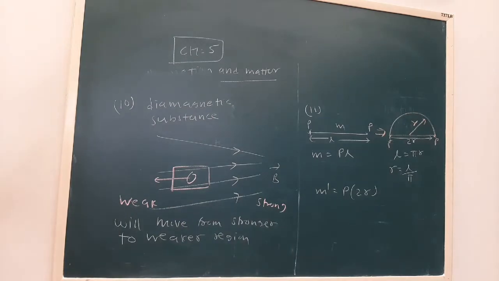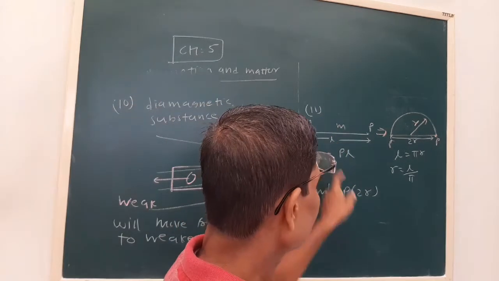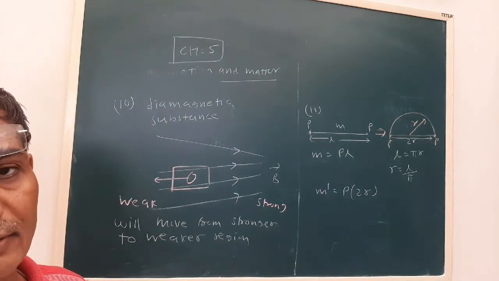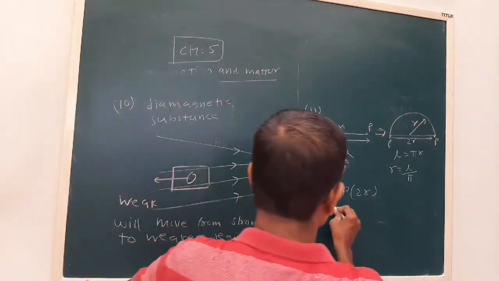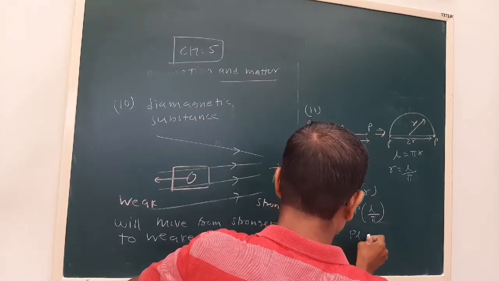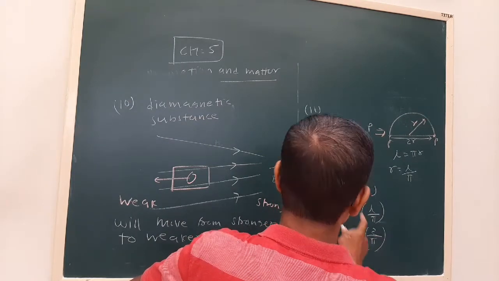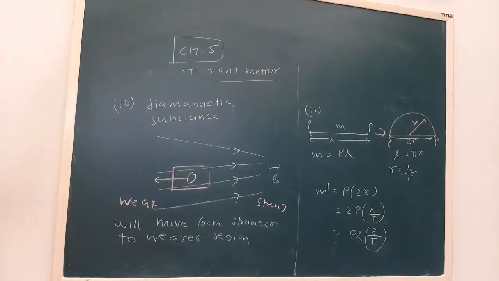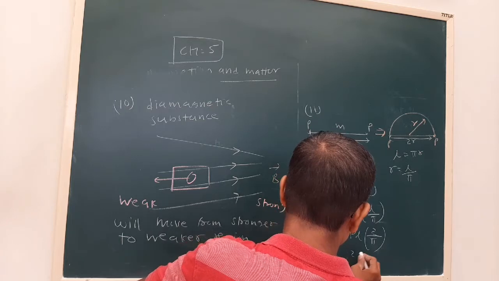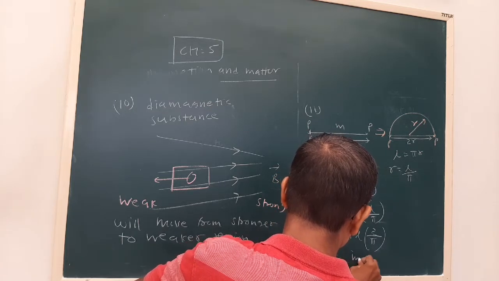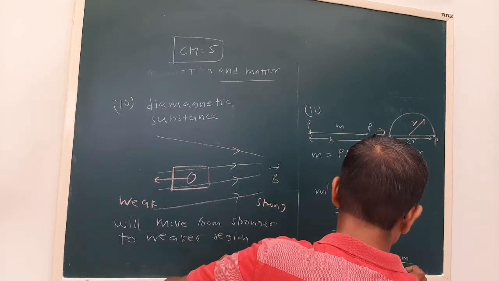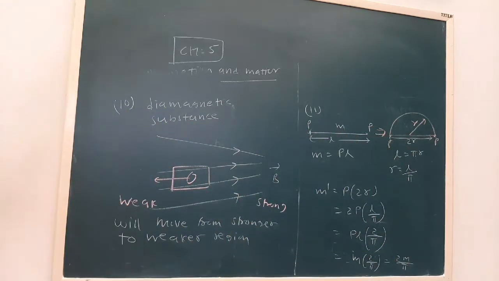Just as the distance between two poles here was L, here the distance between two poles of the semicircular wire will be 2r. Now 2Pr is PL upon pi. See, the dipole moment is M is equal to PL. So M dash is M into 2 upon pi. So finally our answer will be 2M upon pi. Okay, so this is how we can solve.